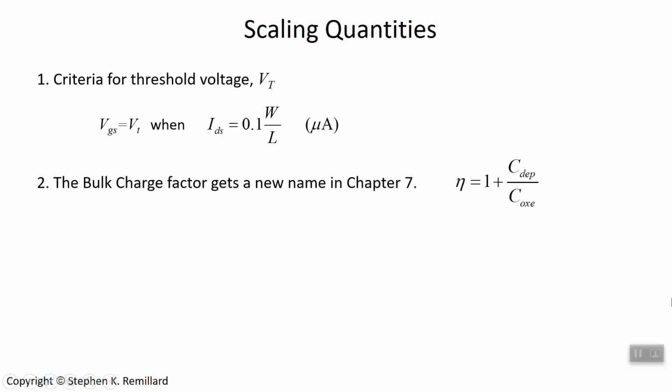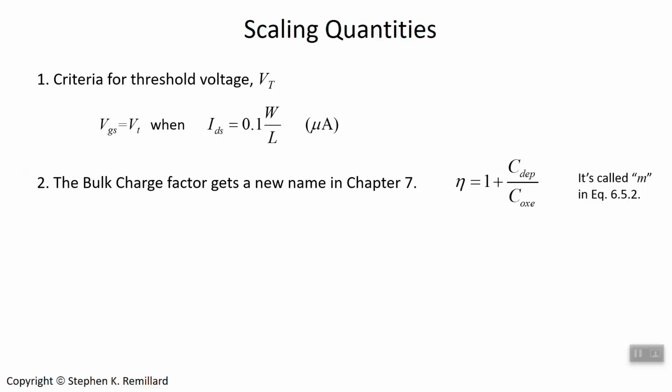Second thing in my list of almost random facts about Chapter 7 here is that the bulk charge factor is going to have a new name, but it's the same thing. So there's still a body effect, which means that if the body is at a different potential than the source, we have capacitive charging inside the body. It was called M in Chapter 6, and in Chapter 7 it's called Eta. There may be a reason for the name change, but I'm not tuned into what that reason is.